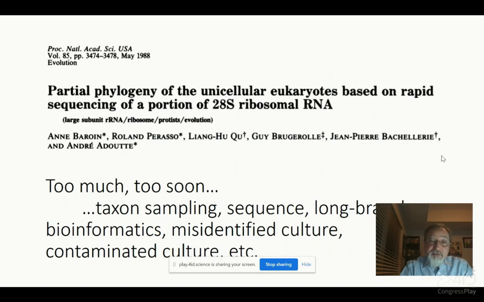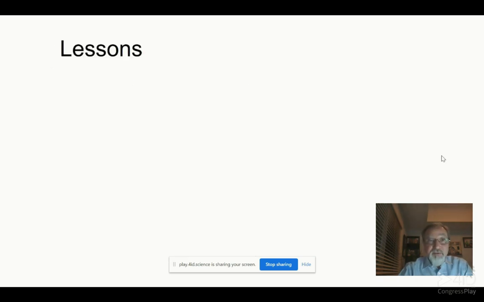But one of the features of this that became problematic is that in a way, not only was there a tour de force of trying to come up with an evolutionary scenario for the protists then, but it was too much and too soon. Because if you look at this paper from 1988, Tom's paper was December 93. In this short number of years, our ability to handle molecular phylogenies and build trees with eukaryotes was still in its infancy. There wasn't a lot of taxon sampling. There was a lot of exploring which sequences are good for phylogenies, long branch attraction issues that were not yet well understood. Bioinformatics was still in its infancy. There were many misidentified cultures and contaminated cultures that needed to be sorted through.